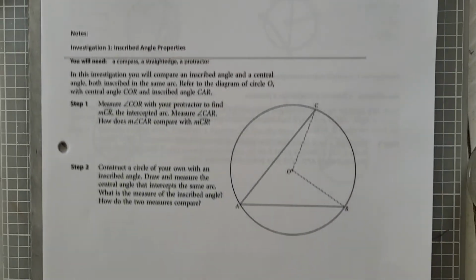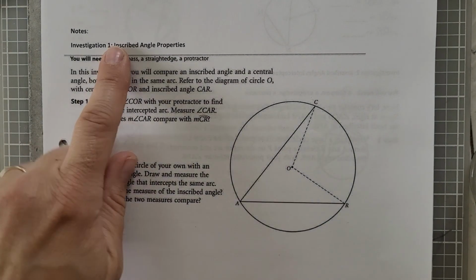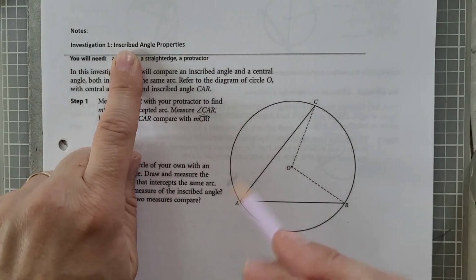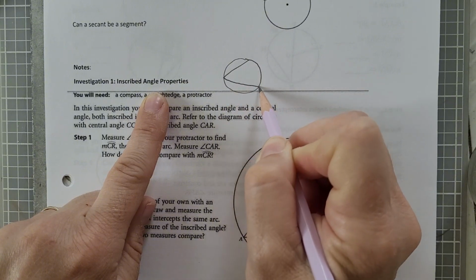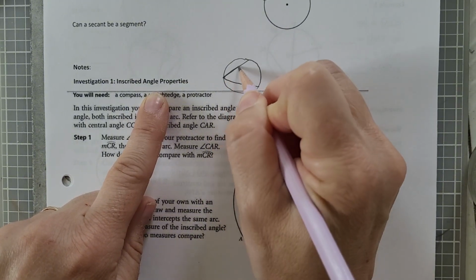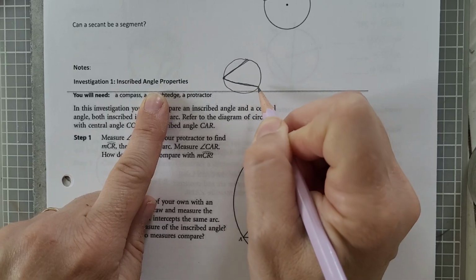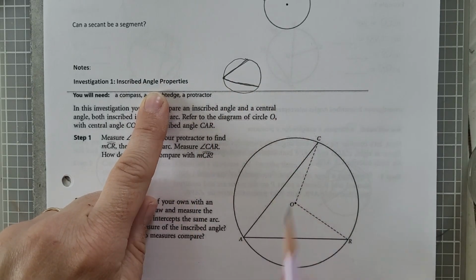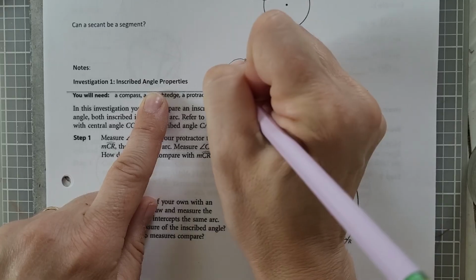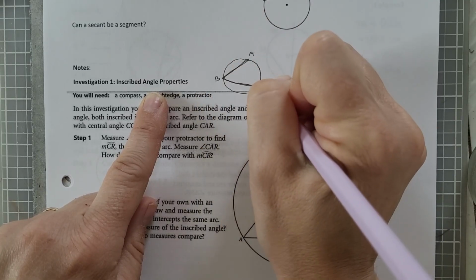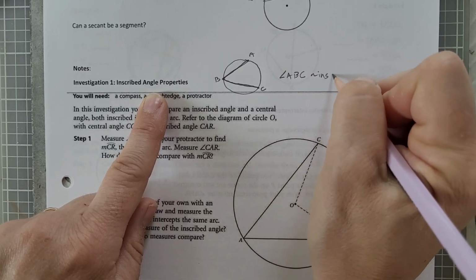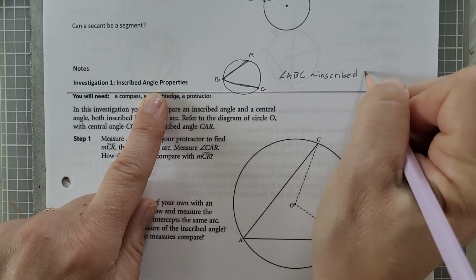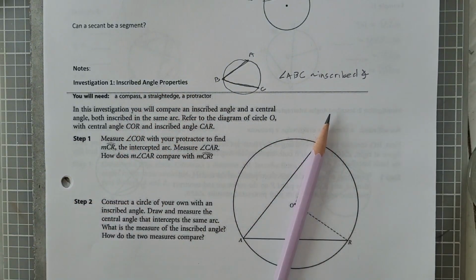So for this first investigation, we are going to take a look at an inscribed angle. Remember, what is an inscribed angle? It's an angle whose vertex is on the circle and whose sides are chords. So this is our inscribed angle. So this is angle ABC. That's our inscribed angle. And the intercepted arc is arc AC.